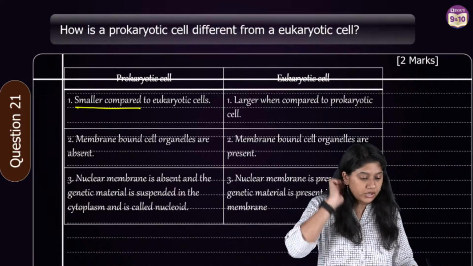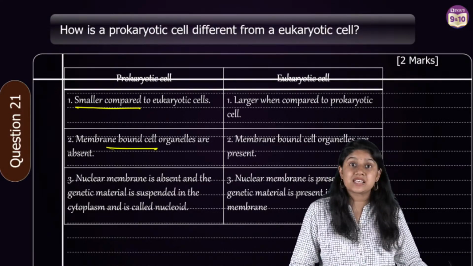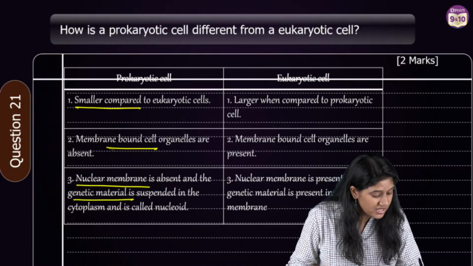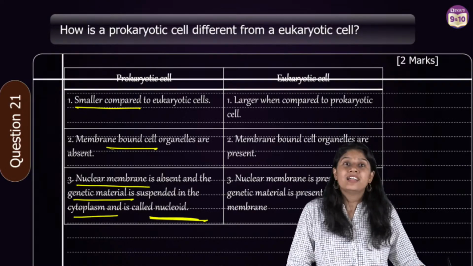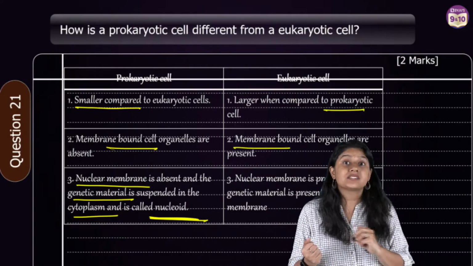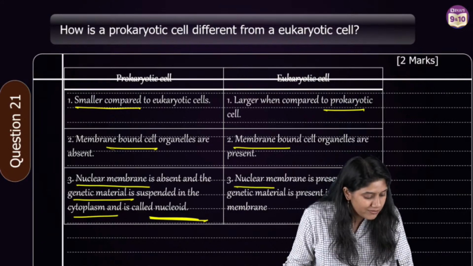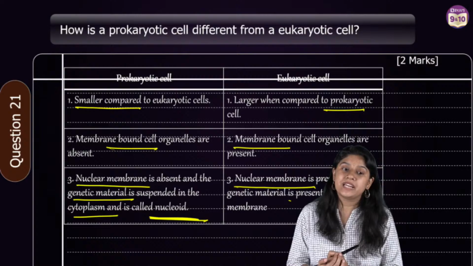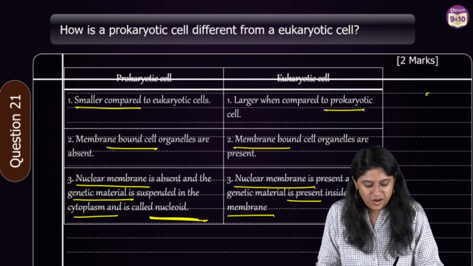Prokaryotic cells are smaller compared to the eukaryotes, membrane-bound organelles are absent, and the nuclear membrane is absent. Genetic material is suspended in the cytoplasm, called the nucleoid. Eukaryotic cells are larger as compared to the prokaryotic cells, membrane-bound organelles are present, the nuclear membrane is present, and genetic material is present inside the membrane. Awesome.